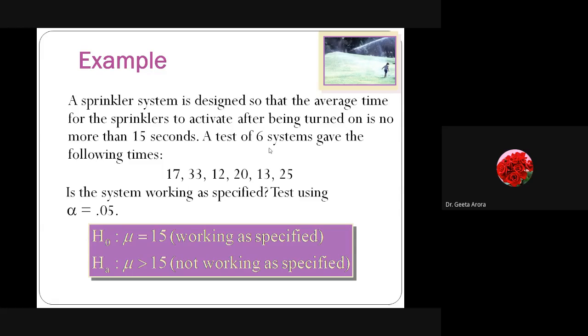So let's start with the first step. The first step is to write down the null hypothesis and the alternative hypothesis. If we are saying the sprinkler system is working as specified, then mu is equal to 15. We are actually saying no more than 15 seconds. No more than means it should be less than or equal to 15 seconds.